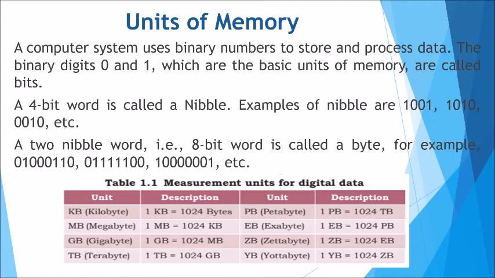A 2 nibble word, that is an 8-bit word, is called a byte, and 1 byte is equal to 1 character. We start measuring the data in kilobyte, megabyte, gigabyte, and finally yottabyte. So we can see the measurement units for digital data, which is given in this table.